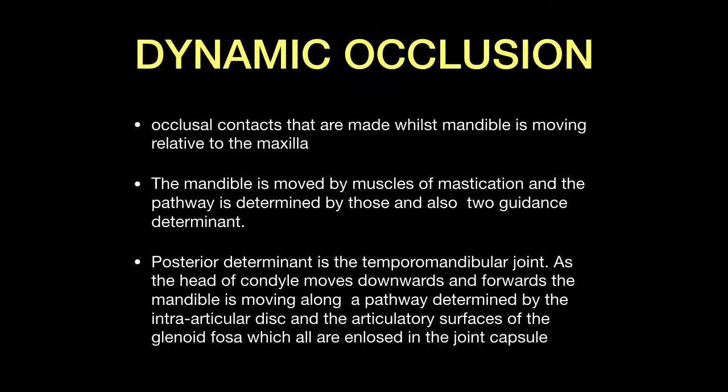Posterior determinant is the temporomandibular joint. As the head of condyle moves downwards and forwards, the mandible is moving along a pathway determined by the intra-articular disc and the articulatory surfaces of the glenoid fossa, which all are enclosed in the joint capsule.